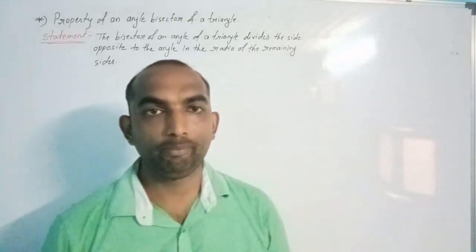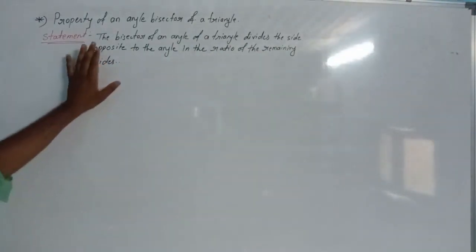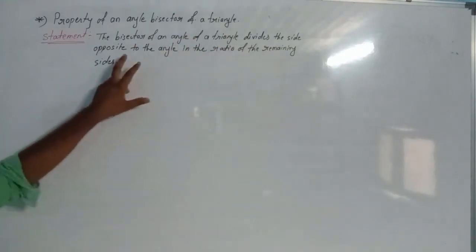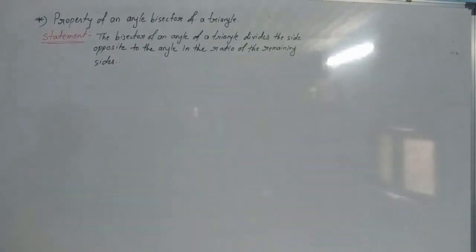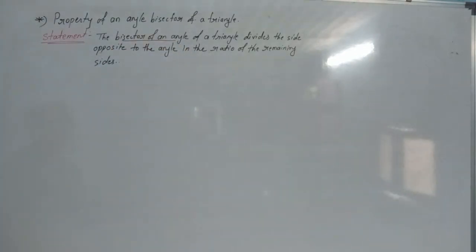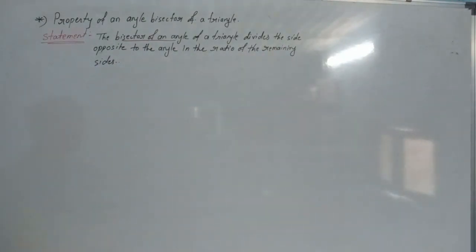Okay. Next theorem is based on the property of the angle bisector theorem. See the statement. The bisector of an angle of a triangle divides the side opposite to the angle in the ratio of the remaining sides. Again, read it. The bisector of any angle of a triangle divides the side opposite to that angle in the ratio of the remaining sides. Okay? So that will be the statement.